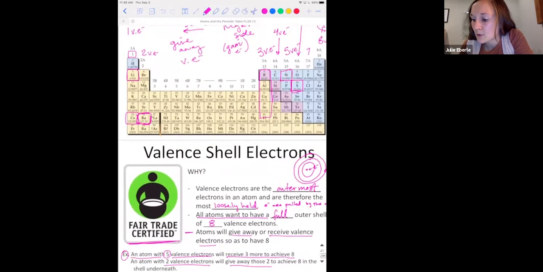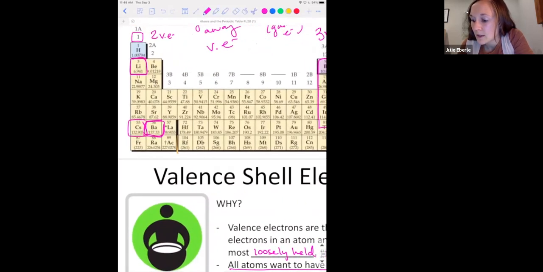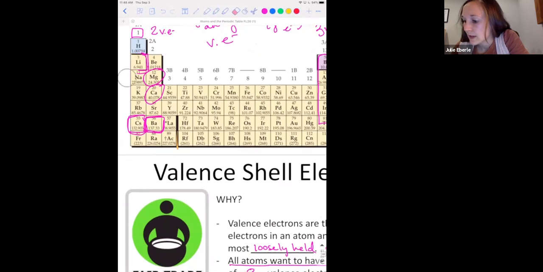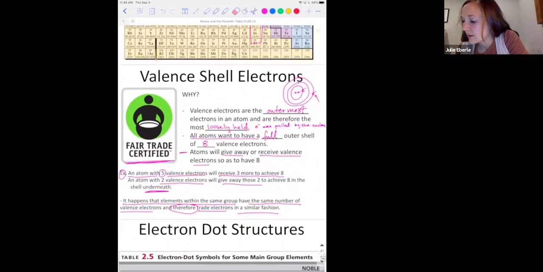So if we're looking at main group 1 here, lithium is going to trade electrons the same way cesium would. They're both going to try to give away 1, all right? Magnesium would trade electrons the same way calcium would because they have the same number of valence electrons. All right. So that's a little bit about valence electrons.